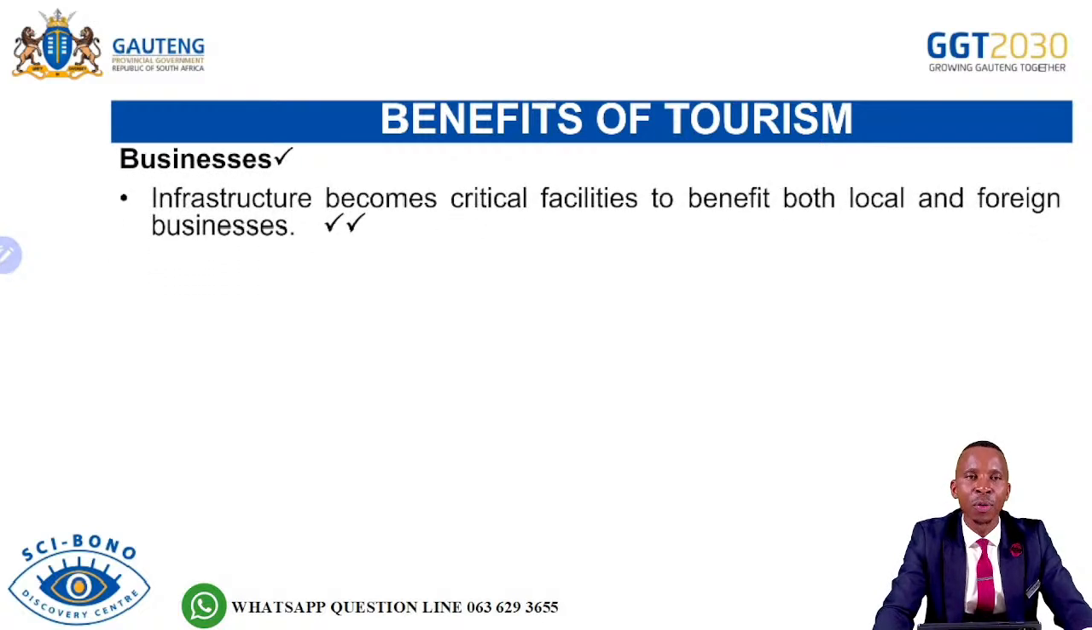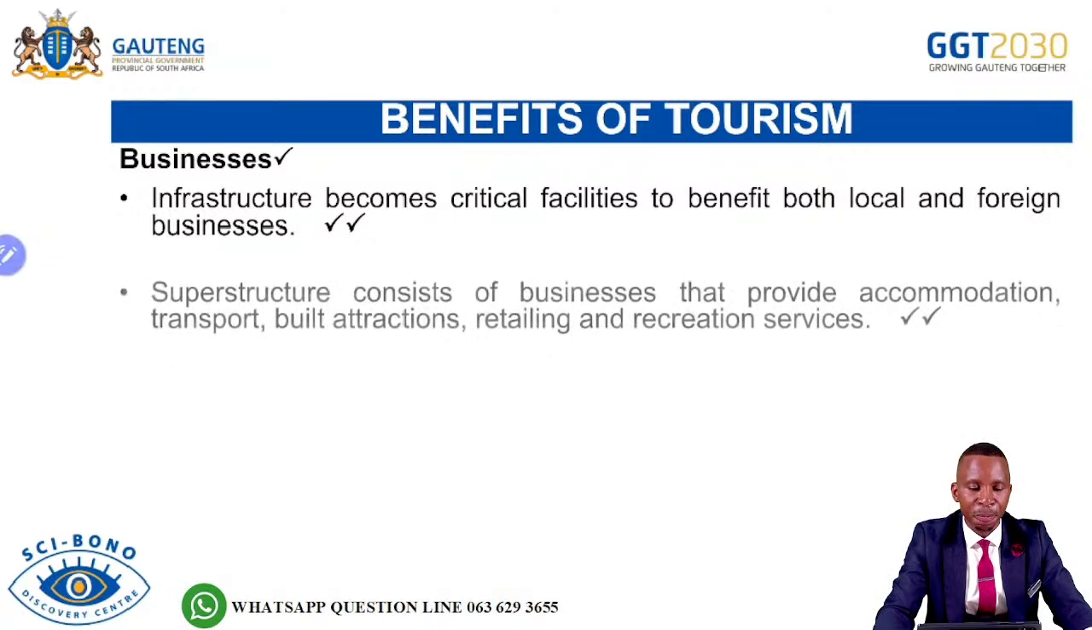Businesses, how do they benefit? We know that if there is a tourism attraction in a particular area, businesses of the area will always benefit. Infrastructure becomes a critical facility to benefit both local and foreign businesses. So businesses will benefit because the government will provide infrastructure that will be used by businesses for distributing their goods and services.